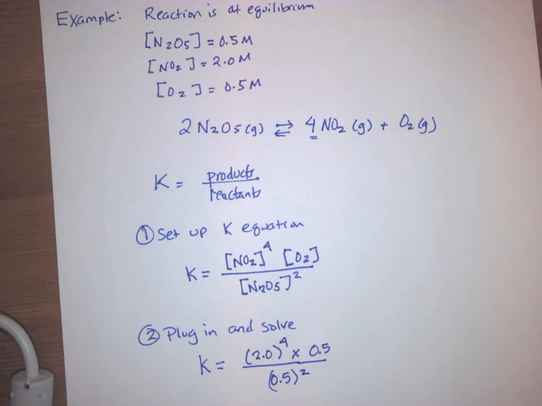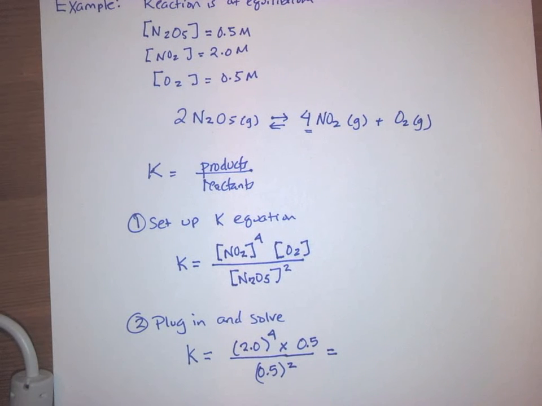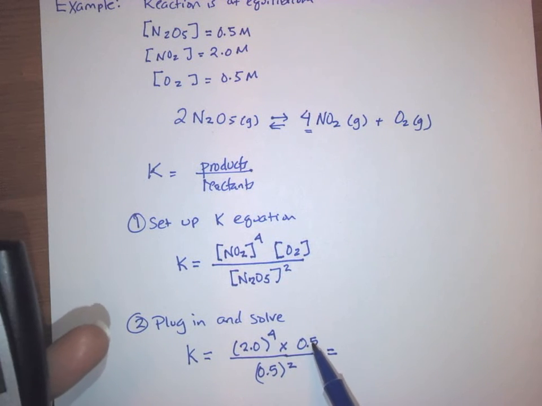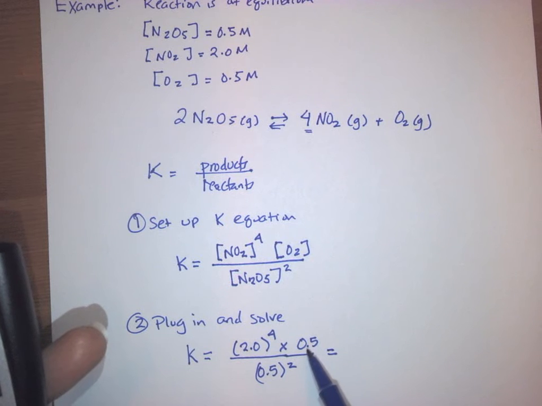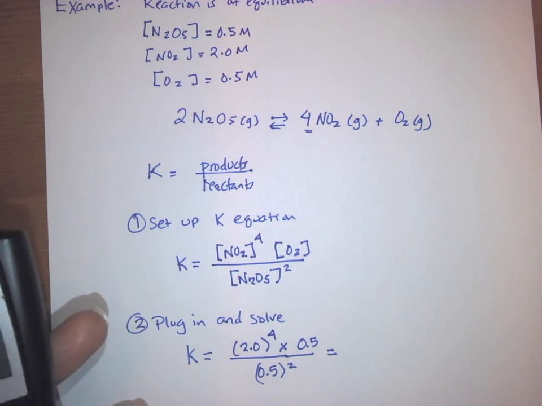Now, of course, if you were doing this without a calculator, you would probably simplify it first. But I'm just going to go ahead and plug it into the calculator. If you're doing this without a calculator, use scientific notation and simplify things. For example, this 0.5 can cross out in the front, leaving you with just a 0.5 in the denominator. And then you would take 2.0 to the fourth power and divide it by 0.5. But I'm going to do it in the calculator.